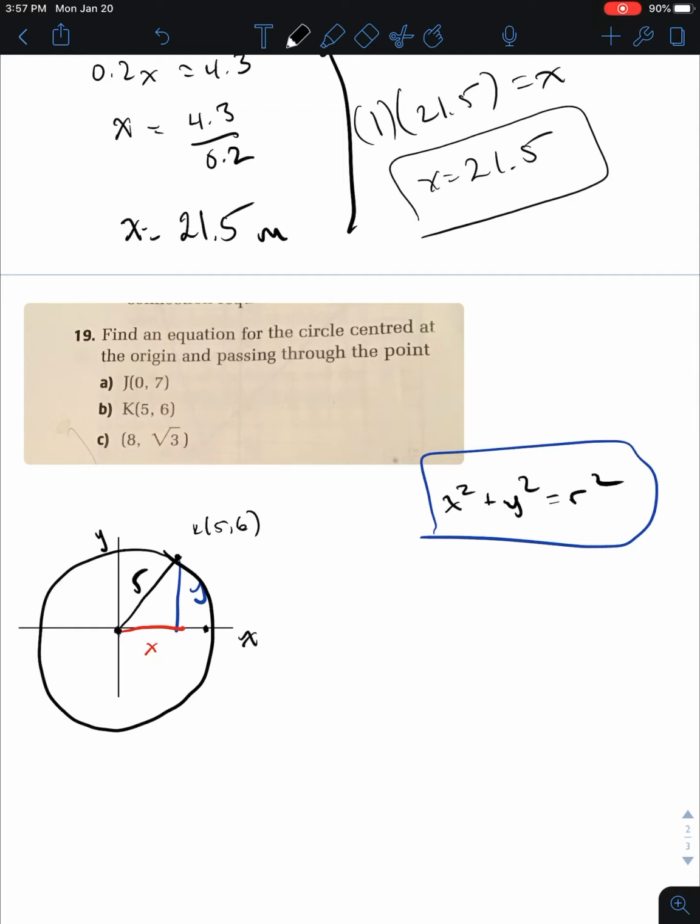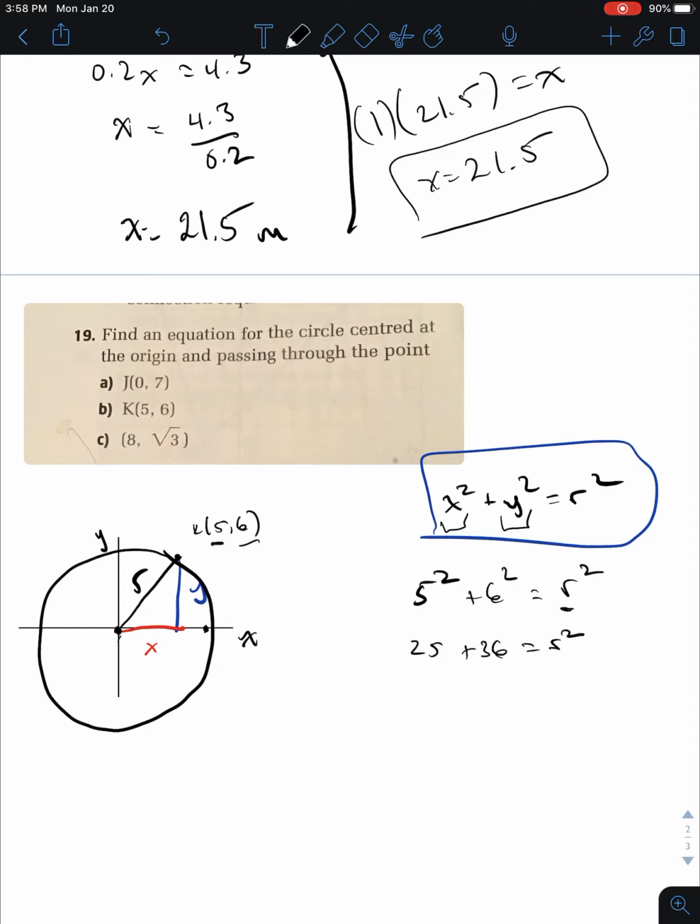So in this question, you need to figure out what the radius is, which you use the Pythagorean theorem for. Let's figure out what R is, and then once I know R, I can create my equation of a circle. X in this question is 5, so it's 5 squared. Y is 6, plus 6 squared is equal to r squared.